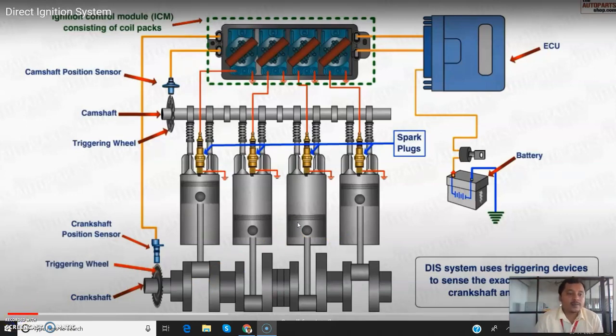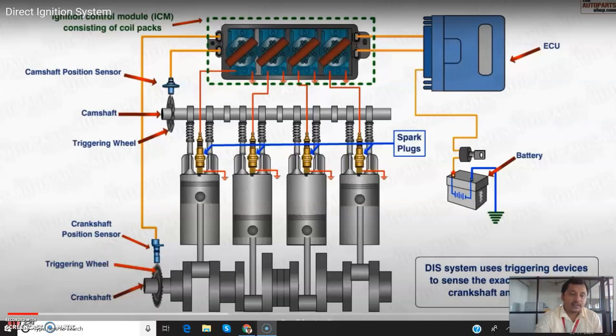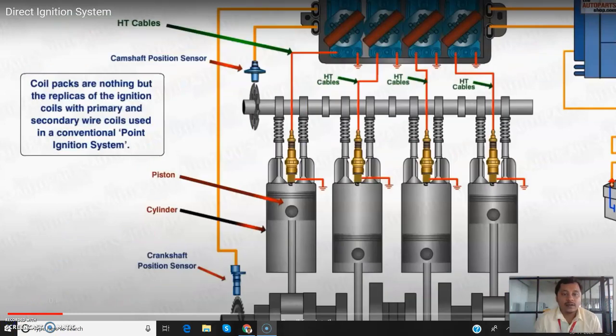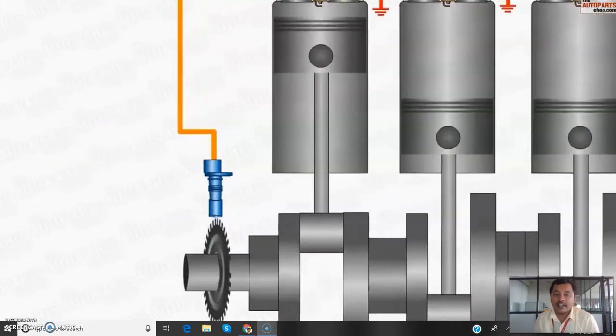The crankshaft position sensor and the camshaft position sensor use the movement of the teeth present on the wheel of the crankshaft and the camshaft, and detect the position of the particular shaft. This information is fed into the ICM, that is, the ignition control module, which takes the input from the sensors attached to the crankshaft and the camshaft.